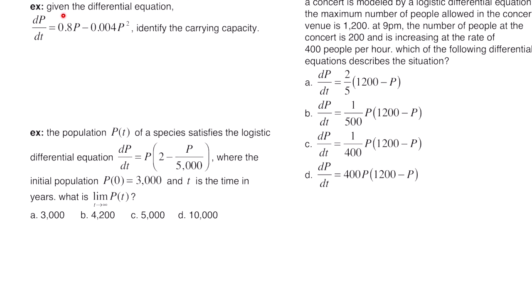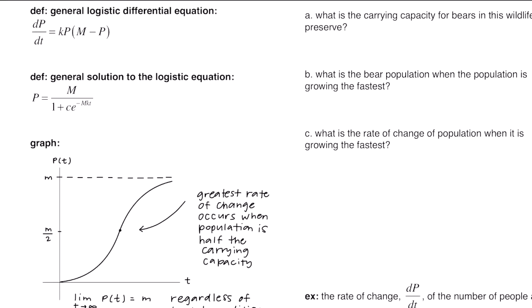This example says, given the differential equation dP/dt equals 0.8P minus 0.004P squared, identify the carrying capacity. The first thing we want to do is get this equation into this form: dP/dt equals kP times the quantity M minus P. When the differential equation is of this form, where kP is factored in front, and then you have parentheses M minus P, this number is going to tell us the carrying capacity.